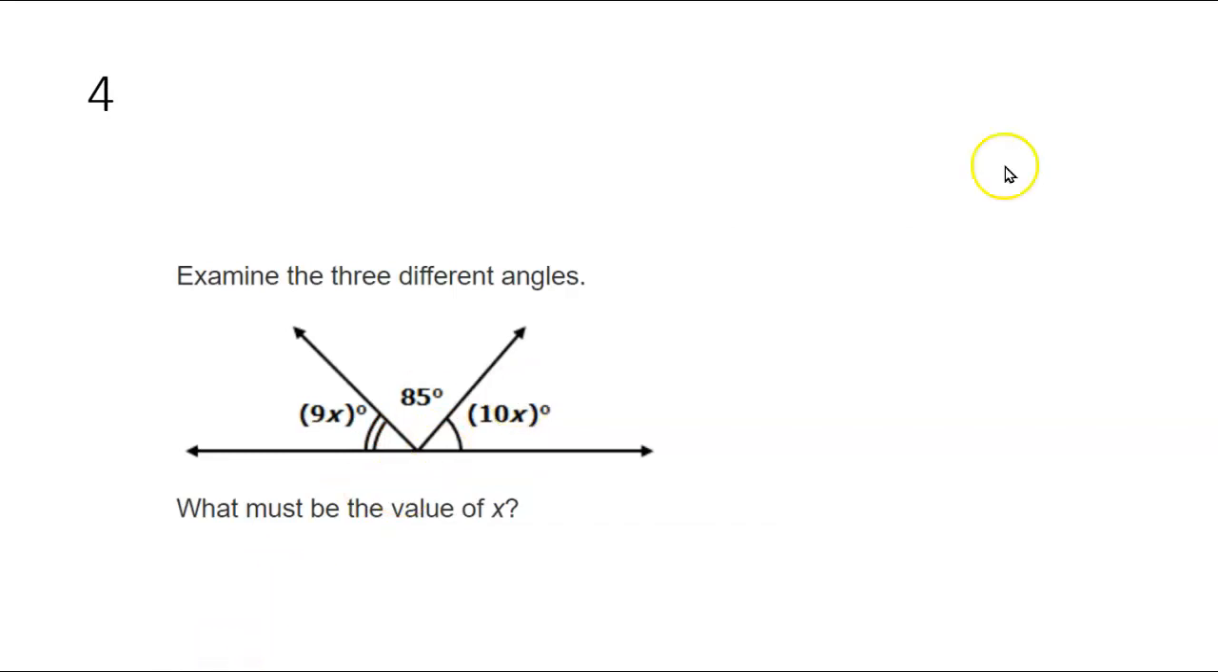Number 4, examine the 3 different angles. What must be the value of x? Looking at this one, I've got three angles all sitting on a nice straight line. I know that straight lines create angles that add up to 180 degrees. So the 3 of these angles will add up to 180 degrees. I'm going to create an equation that shows that. 9x plus 85 plus 10x equals 180. Now I just need to use algebra to solve this.